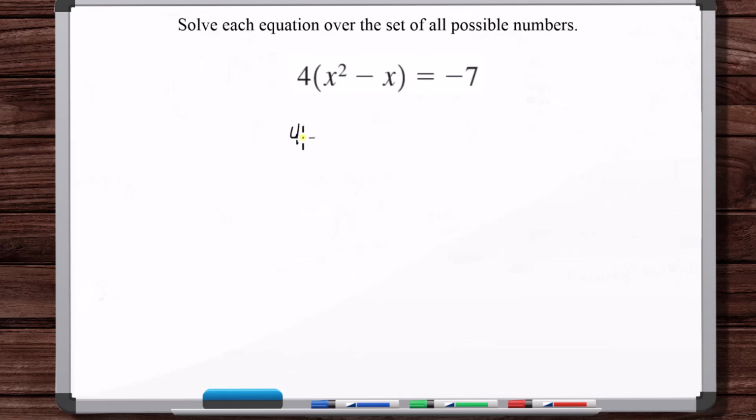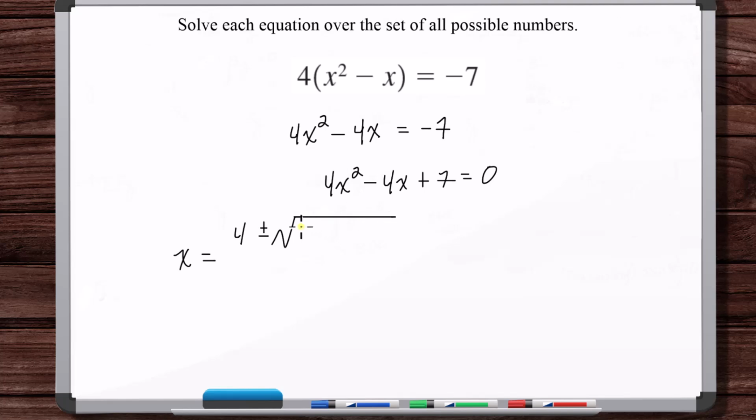Okay, so we've got 4x squared minus 4x is equal to minus 7. So 4x squared minus 4x plus 7 is equal to 0. Let's see if we can factor this. Actually, we're not going to be able to factor it, because if we could factor it, we could get real solutions. I mean, we could factor it with complex factors, but okay, so quadratic formula: minus b plus or minus the square root of b squared minus 4 times a times c, all over 2 times a.